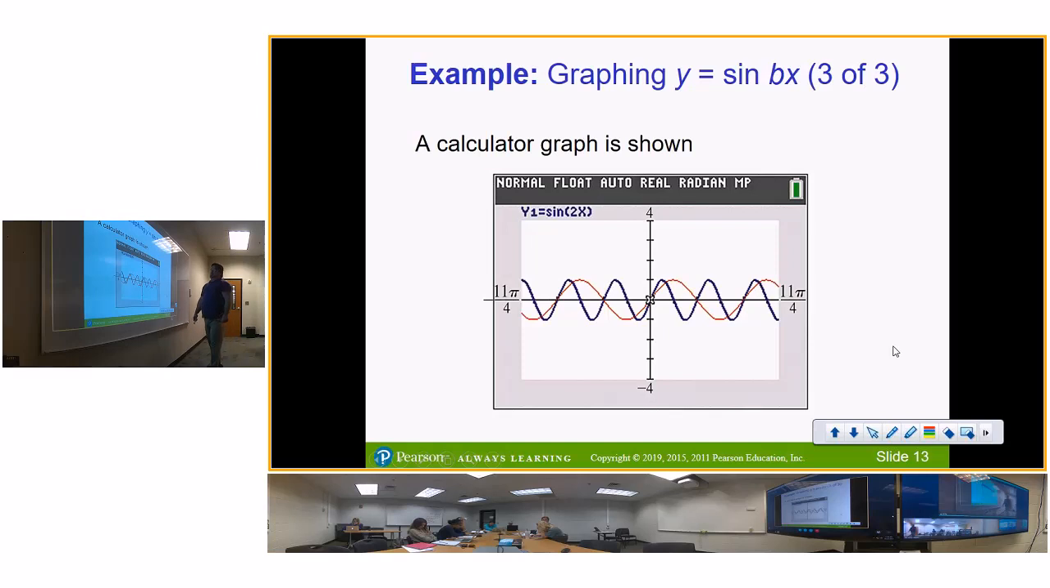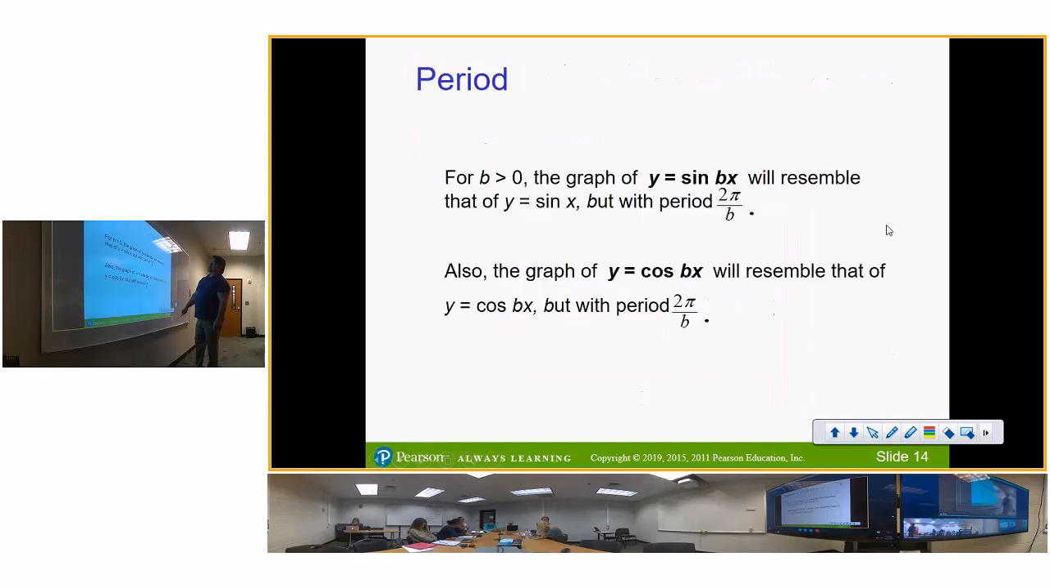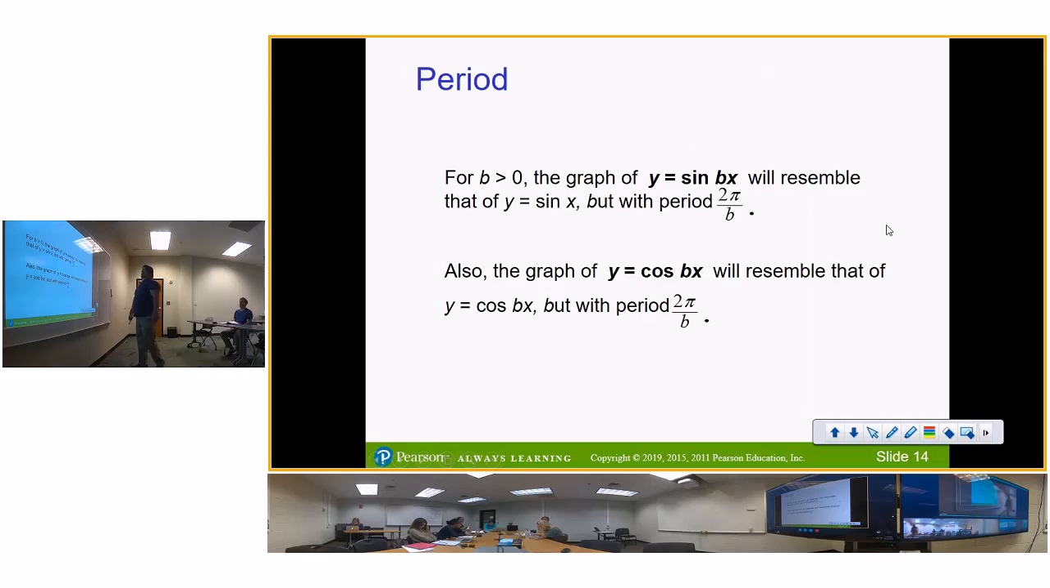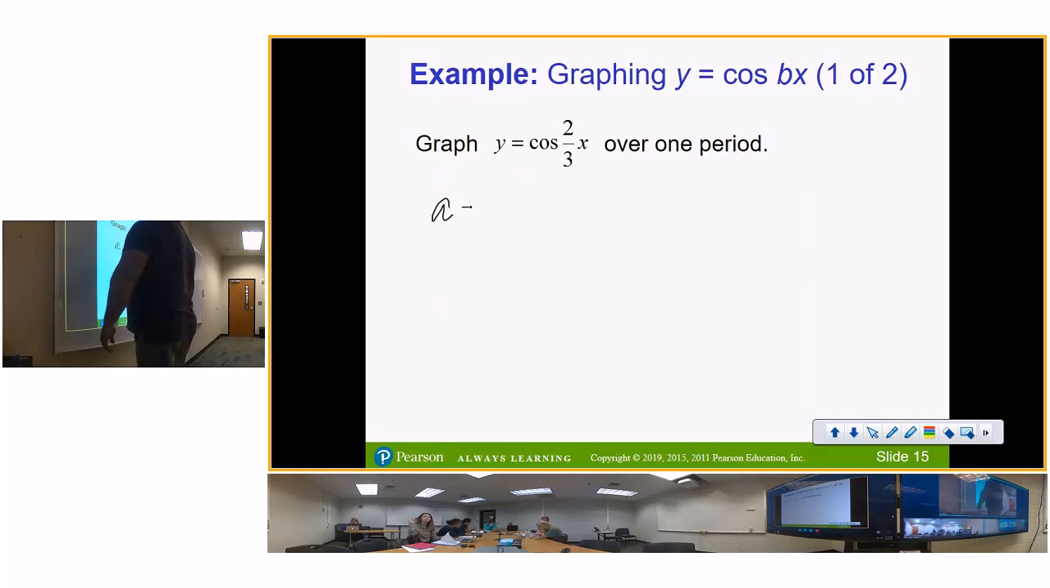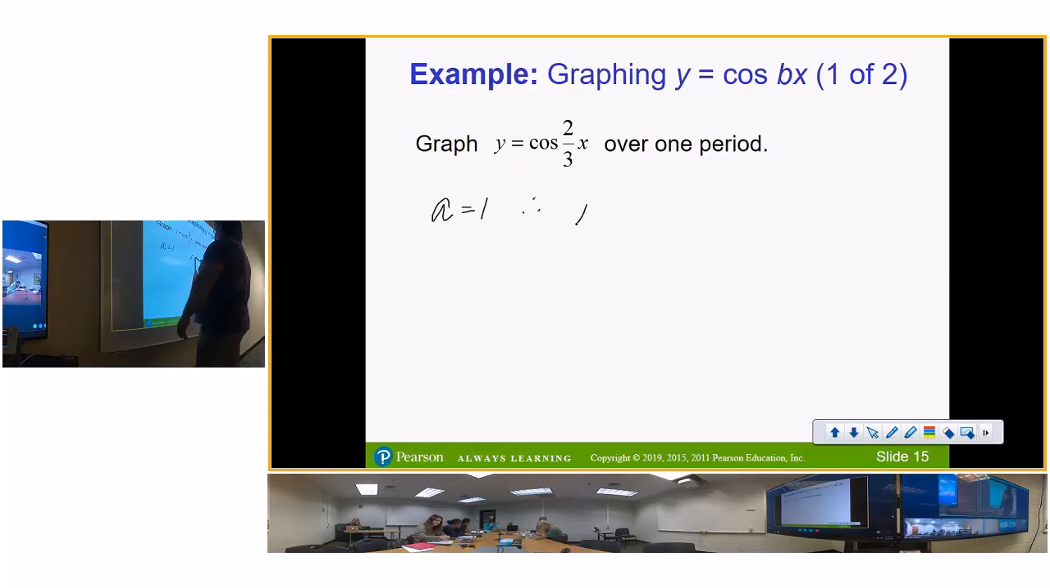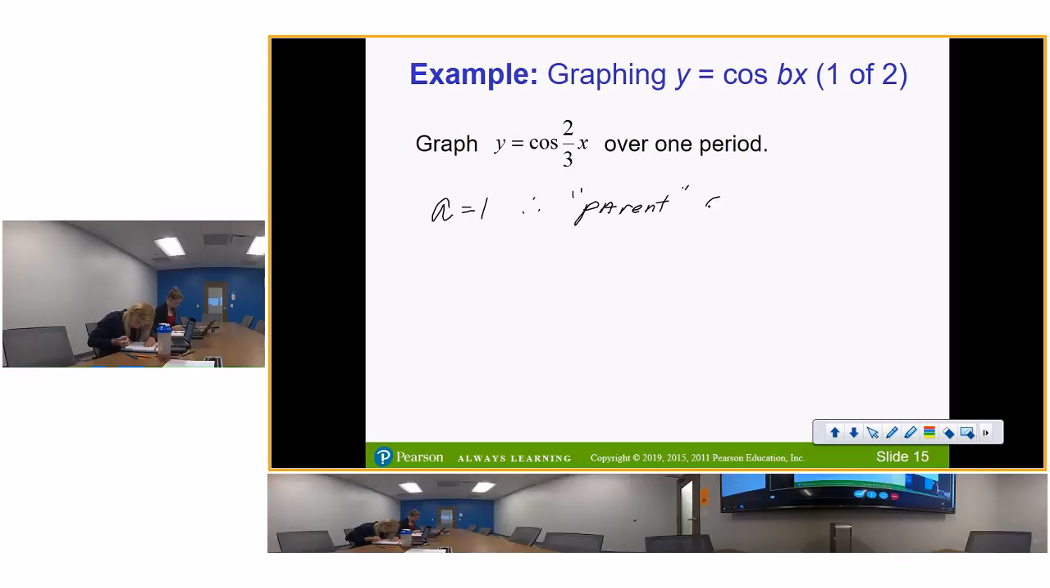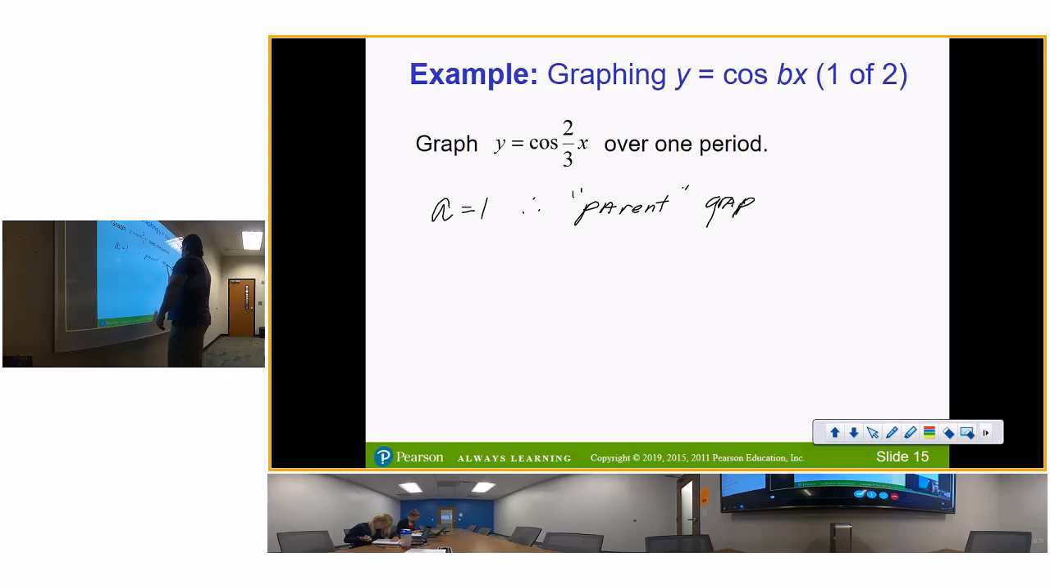And there we go. Okay, will resemble that. They're just telling you with sine and cosine, that's the period. Okay, this one, you know that A is equal to 1. Therefore, it's a parent graph, meaning that it looks like what? It looks like the graph that you got in your notebook.